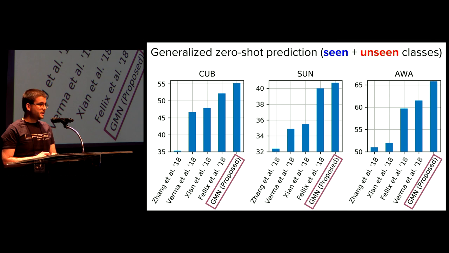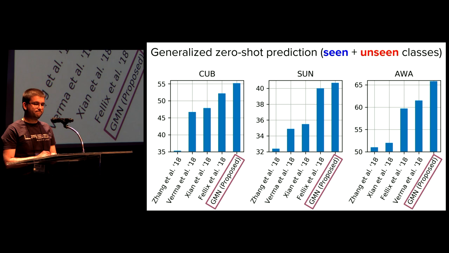Additionally, we also show the performance of the gradient matching network on the generalized zero-shot learning task. In this task, the label of a test sample is predicted among all classes. The y-axis shows the harmonic mean scores. Similarly, the gradient matching network is able to achieve state-of-the-art results on these data sets in this task.